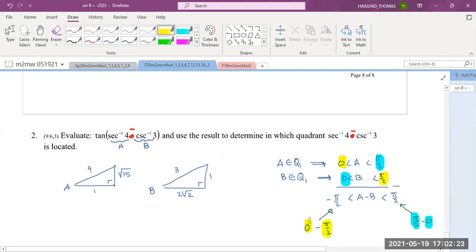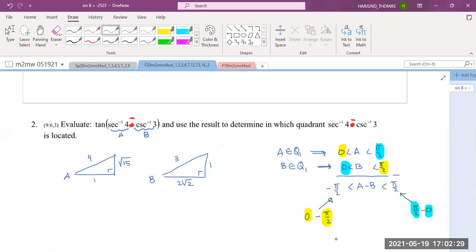Does it make sense for you? Okay, so this way, then we see A minus B will be either in quadrant 1 or quadrant -1. Okay, you can also say quadrant 4 in the name of coterminal angle.